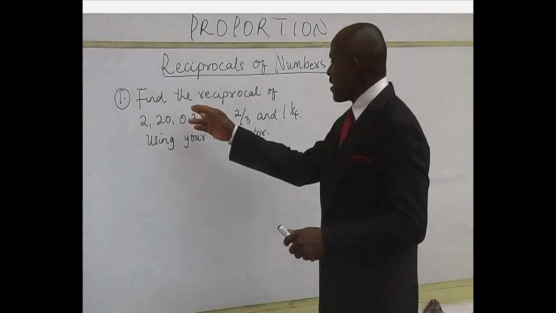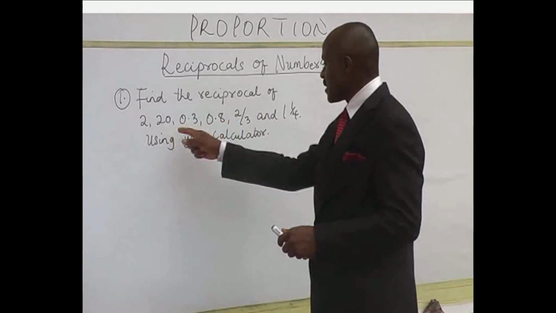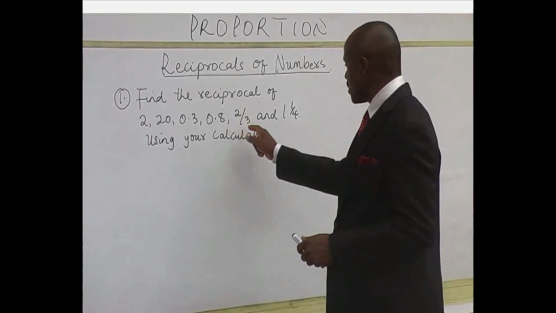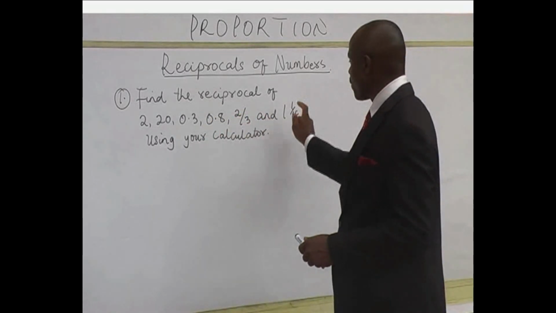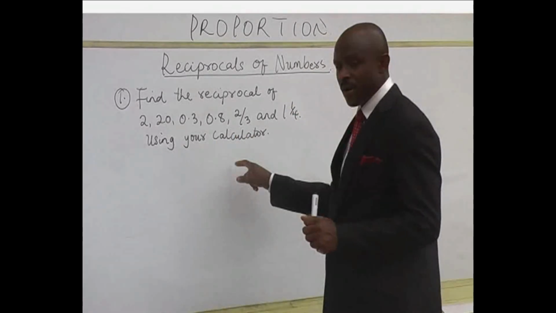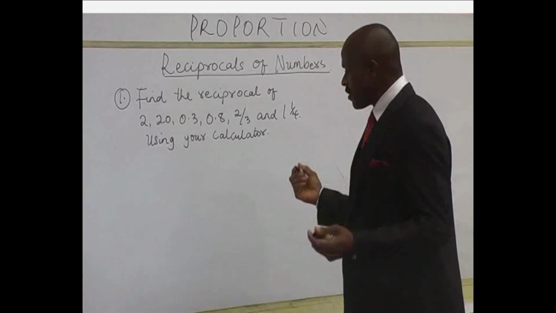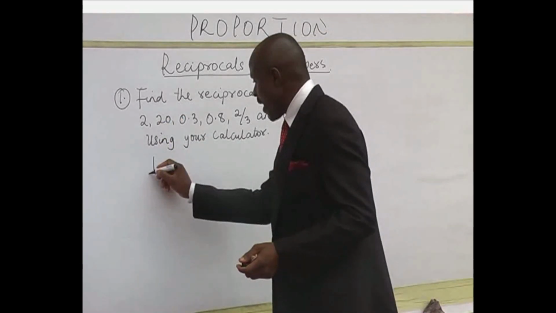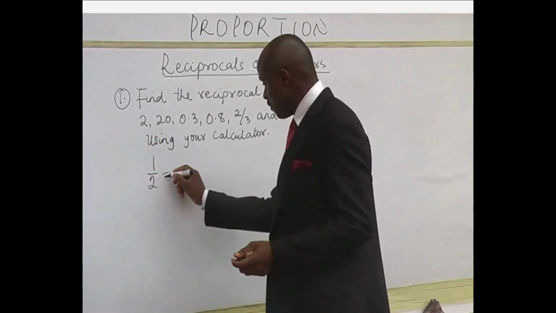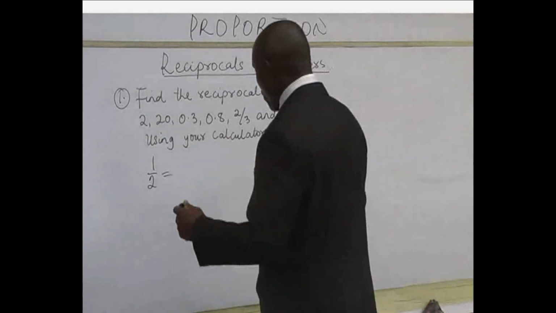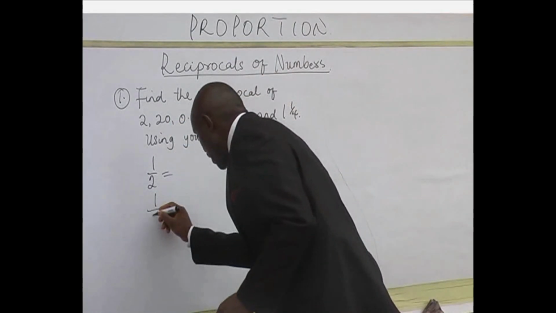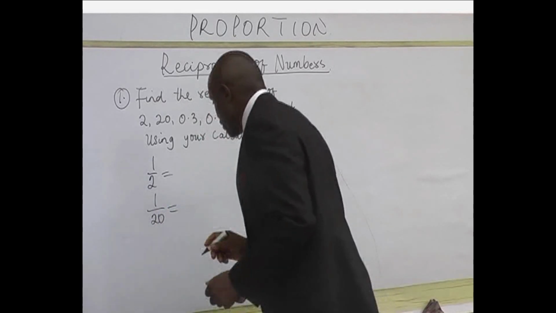Now we are asked to find the reciprocals of this series of numbers: 2, 20, 0.3, 0.8, 2 over 3, and 1 1/4. This time using our calculators. It's just very simple. The first one is 1 all over 2. That is the reciprocal of 2. It's going to give us a number. The next one is 20. The reciprocal of 20 is 1 all over 20, to give us a value.